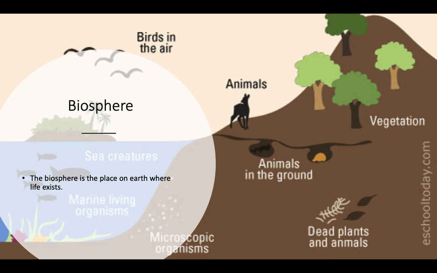The biosphere is the place on Earth where life exists, okay? So that can include animals, vegetation, organisms that are living in the oceans and in water, sea creatures, birds in the air. Even though birds fly in our atmosphere, that's birds in the air. They are living, okay? This picture actually shows animals in the ground, which is another great example, okay?